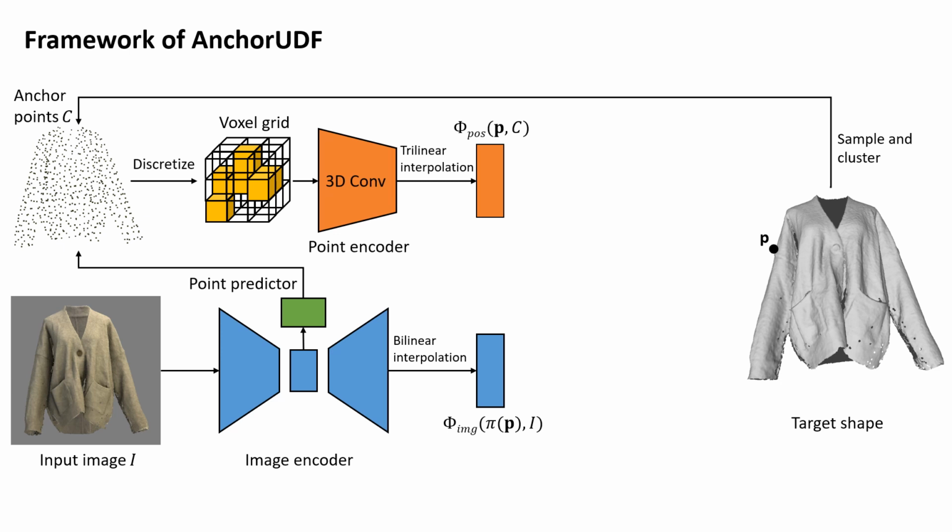We then discretize the anchor points to a voxel grid and feed the grid into a point encoder consisting of a series of 3D convolutional layers to produce a 3D feature tensor of the anchor points. By applying trilinear interpolation to the feature tensor according to the 3D coordinates of query point P, we can extract the position features of the query point. Compared to using an absolute depth value to provide the 3D position information, such as PIFu, our position features reflect the relative position relationship between query and anchor points, and provide stronger 3D space context to make UDF better capture multiple topologies.